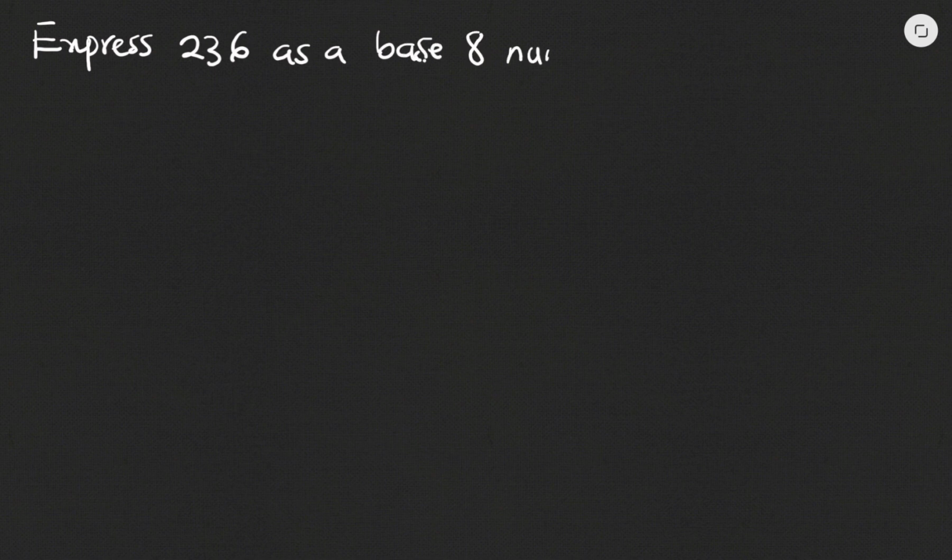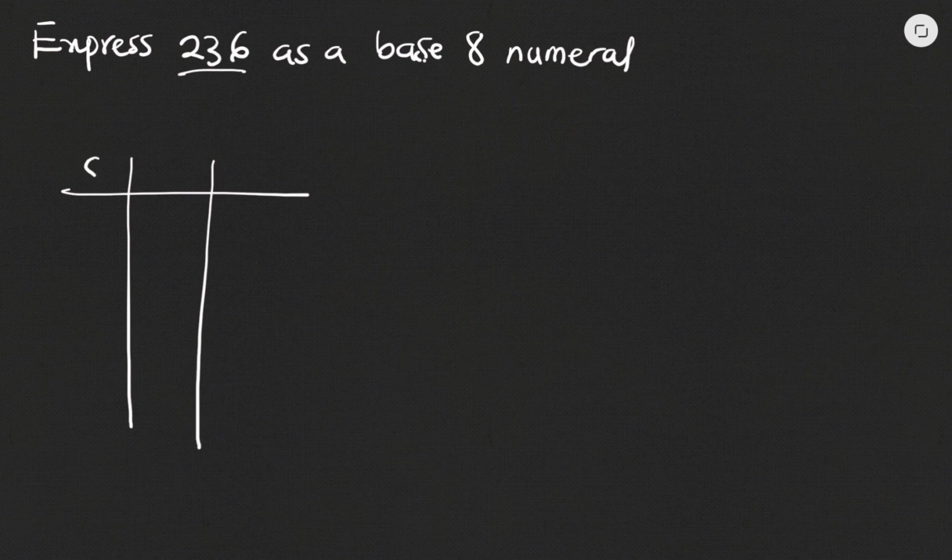In the second example, we are to express 236 as a base 8 numeral. So we are to convert 236 into base 8. Now, if you note that 236 has been given to us without a base, which means it is in base 10. So we do our normal thing. So we write base 8 over here, then our 236 here, then we write down our remainder over here.